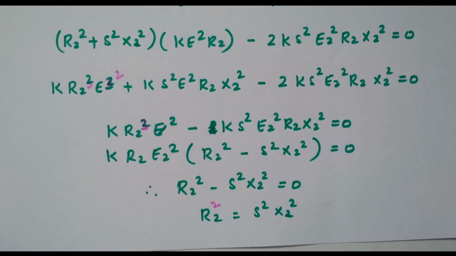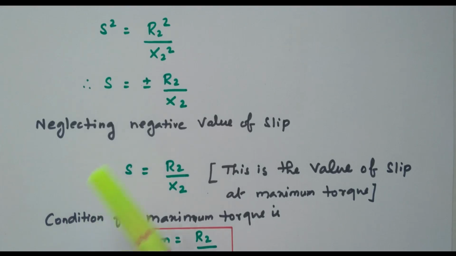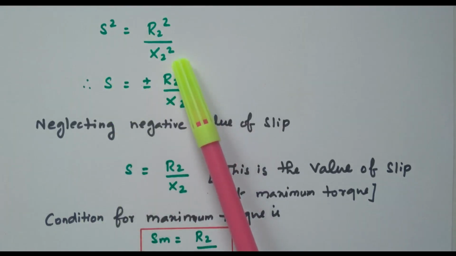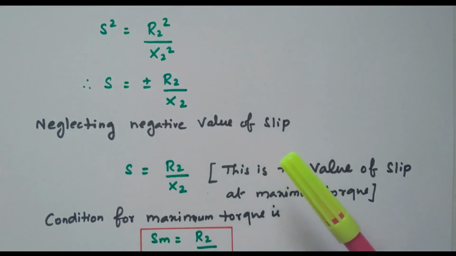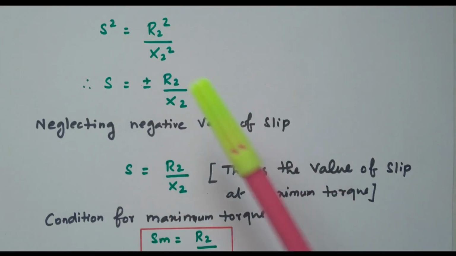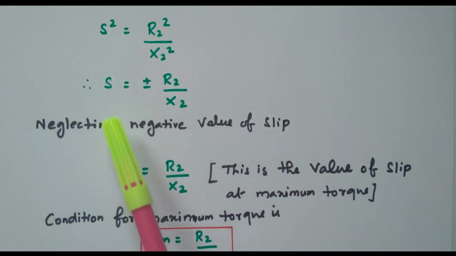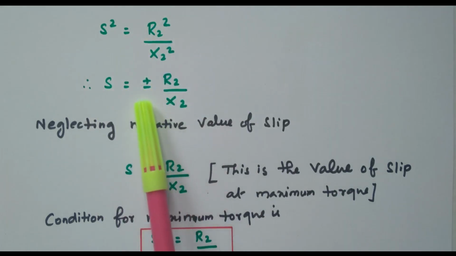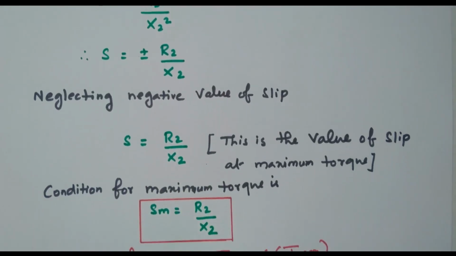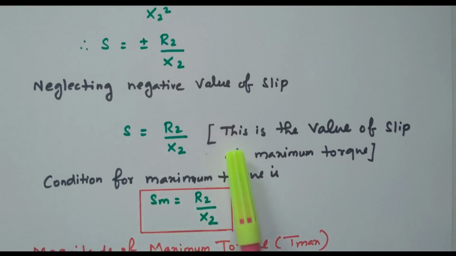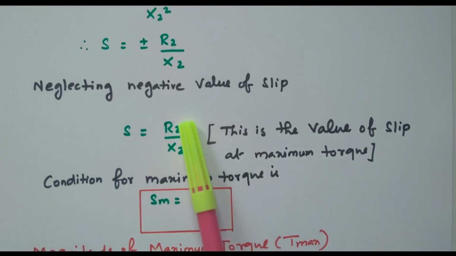Now we'll go for further simplification, so that S square equals R2 square divided by X2 square. Finally, what we need is a condition for maximum torque, expressed in terms of the slip. So while taking the square root on both sides, S square becomes S, and this term becomes plus or minus R2 by X2. Both possibilities are available, plus as well as minus. Now we are neglecting the negative value and only considering the positive value, so that S equals R2 divided by X2. This is nothing but the value of the slip at the maximum torque. The value of the slip at the maximum torque is R2 by X2.